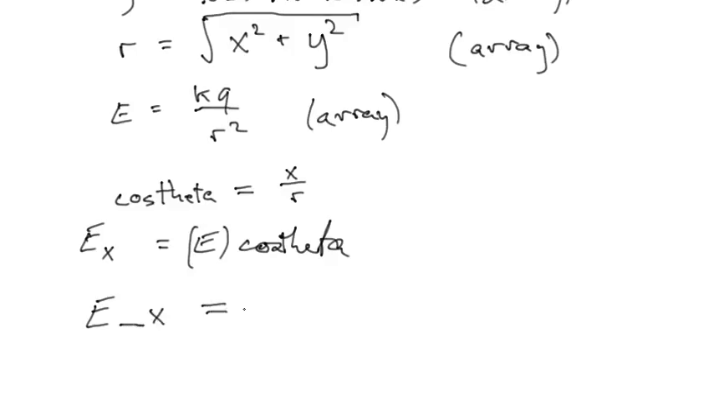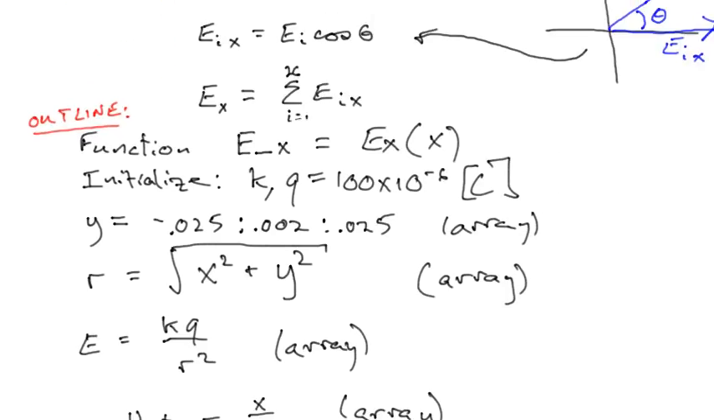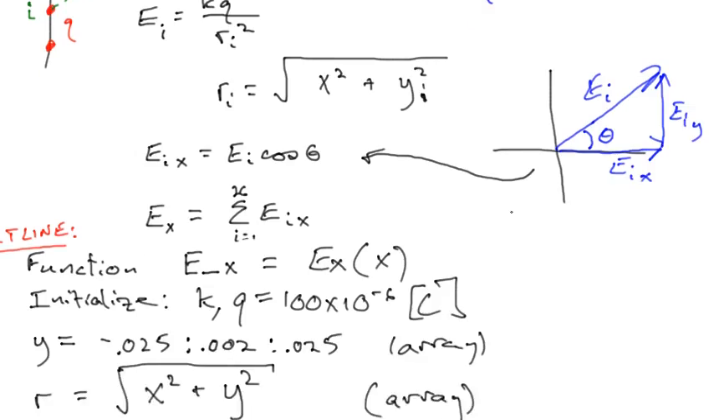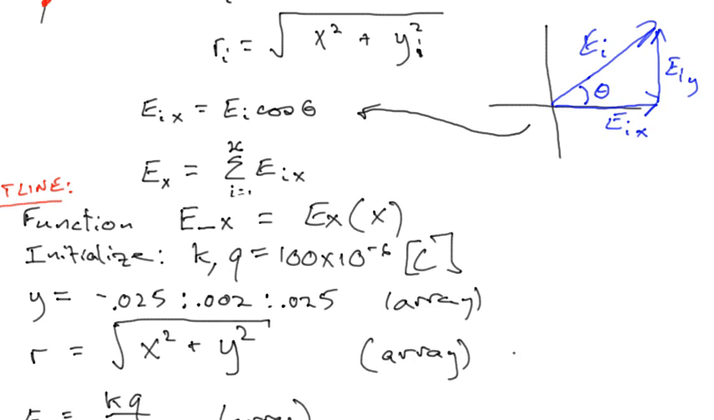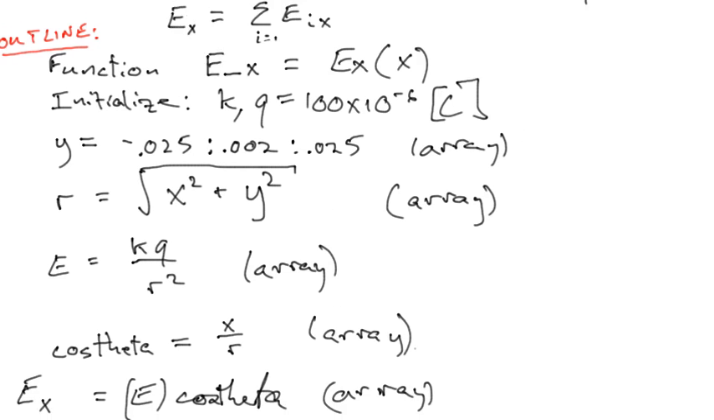E underscore x, my return variable, is going to be the sum of all the elements of E sub x. So this is an array with 26 values. This is an array. And that represents my outline for the code. So my calculations in here, and then the outline for the code, which looks very much like the calculations there.